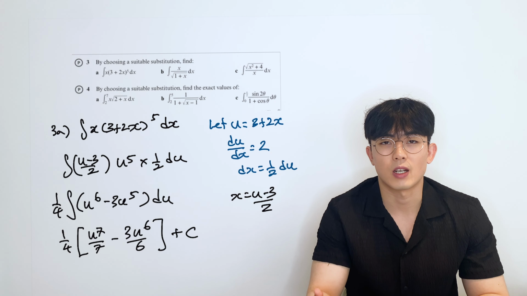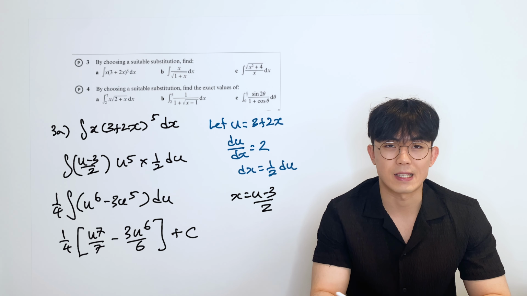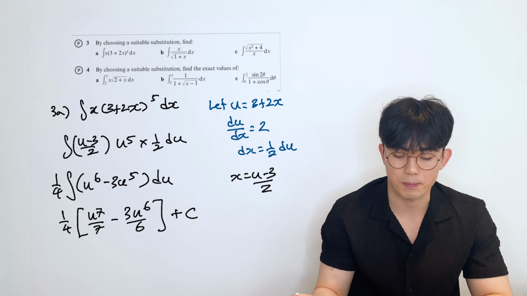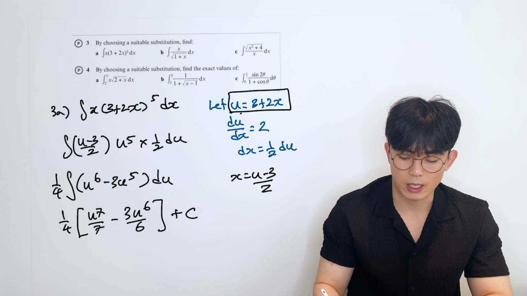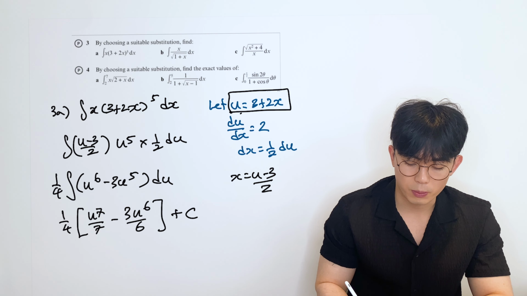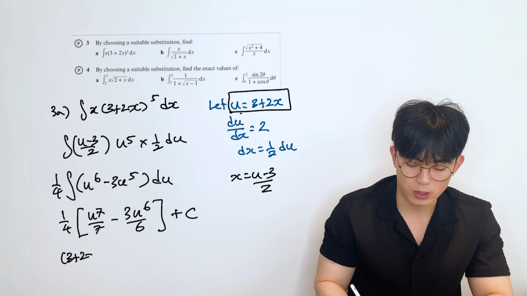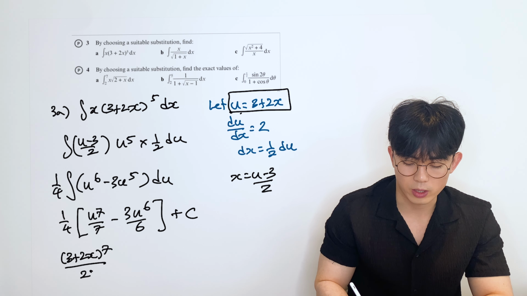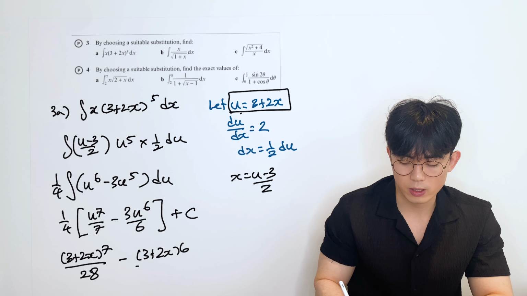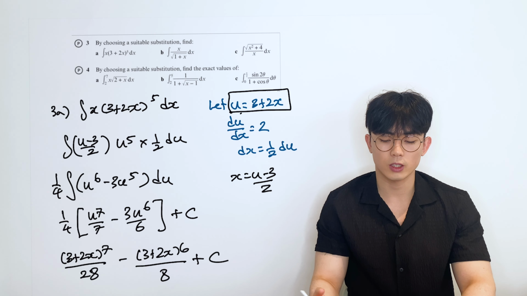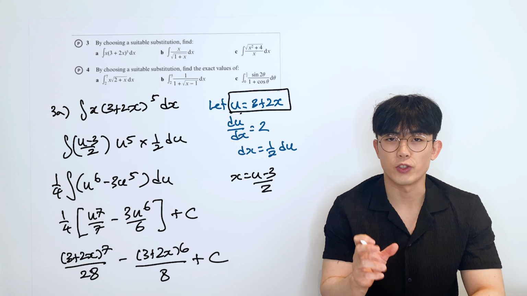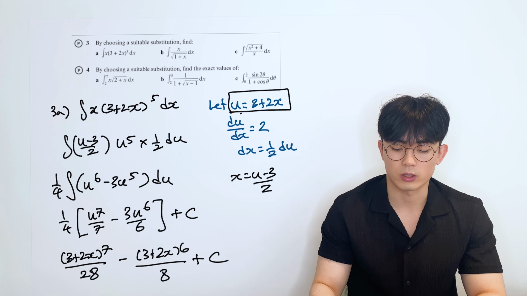And because they haven't given us any limits, it's an indefinite integral, so we need to replace it back in terms of x. So u was 3 plus 2x, so I need to replace that back. Multiplying by 1 over 4, I get (3 plus 2x) to the power of 7 over 28 minus 3(3 plus 2x) to the power of 6 over, this is 8, plus c. Okay, so it's fair, as I said, make u equal to the more difficult integral.